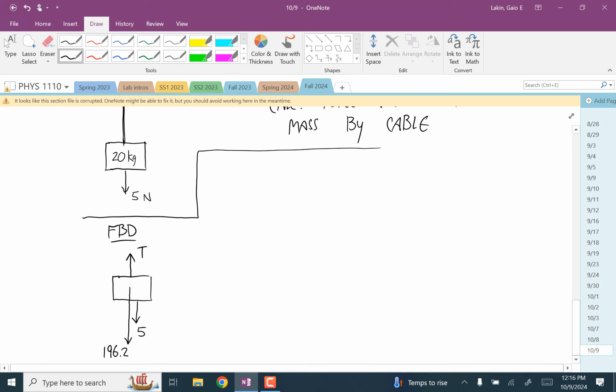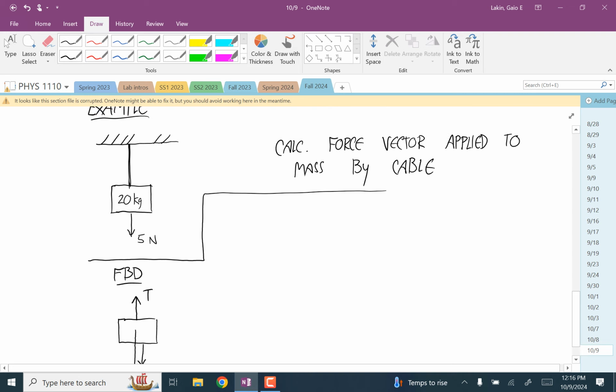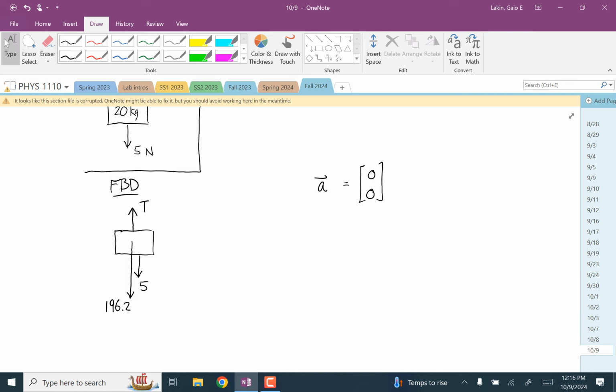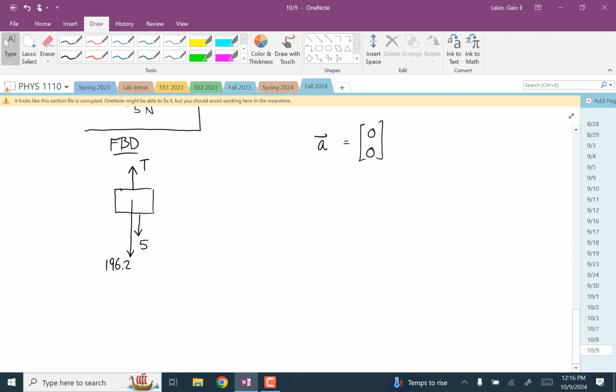The second step is to think about the acceleration. This is just hanging in place. So there's no acceleration here. So that's just going to be zeros. And now we can put these two bits of information into Newton's second law.